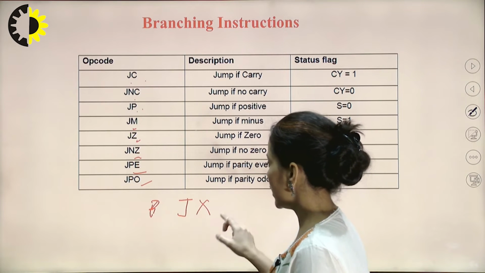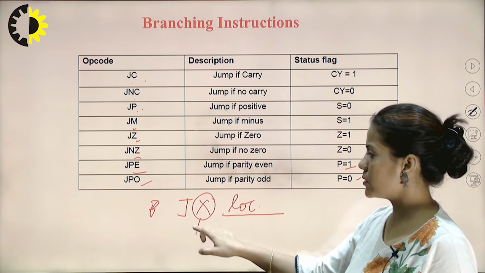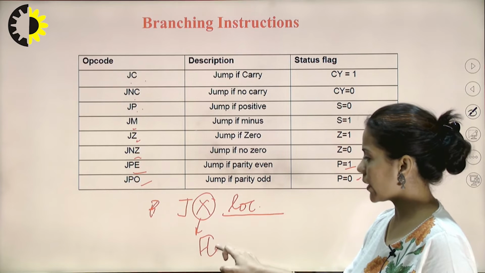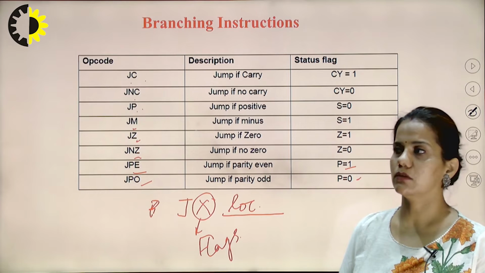So syntax is J, X and some location. This is the syntax, and X denotes some condition according to the flags, and flags can be carry, parity, sign bit, zero bit.